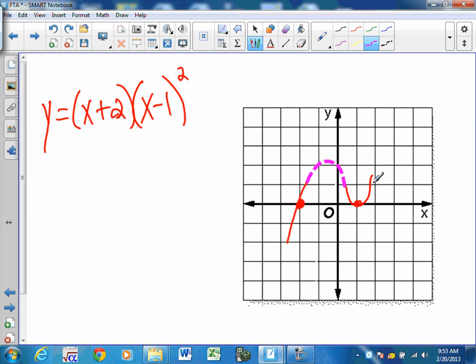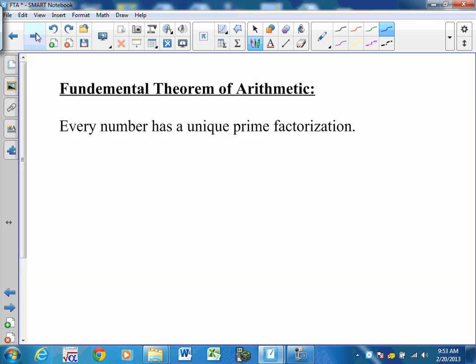Now, we're going to look at the actual fundamental theorem of algebra. Before we get to that, let's talk about the fundamental theorem of arithmetic first. The fundamental theorem of arithmetic says every number has a unique prime factorization. So if we look at a number like 6, think factor tree, that is 2 times 3.